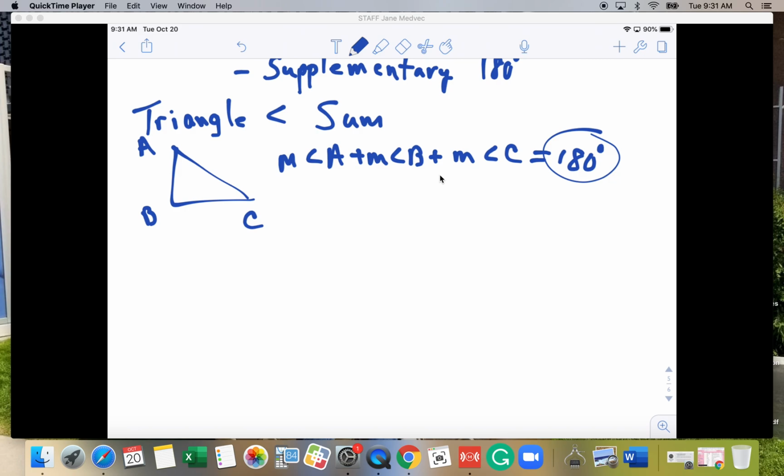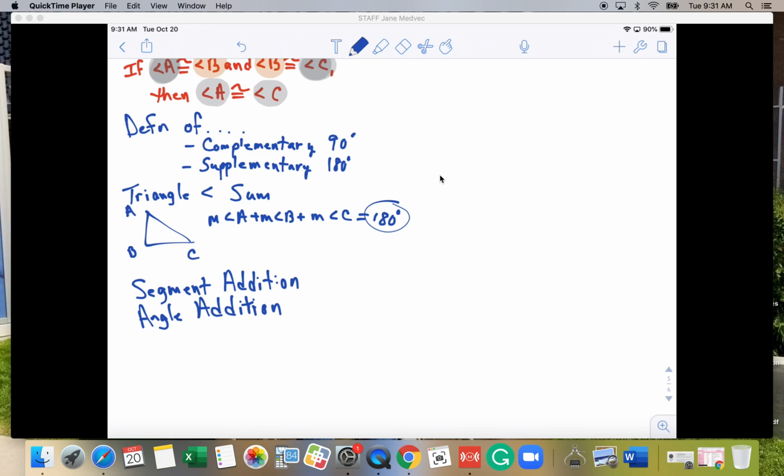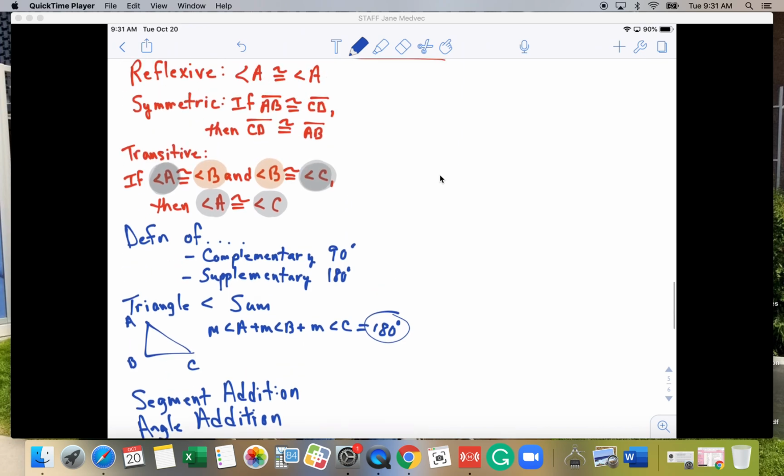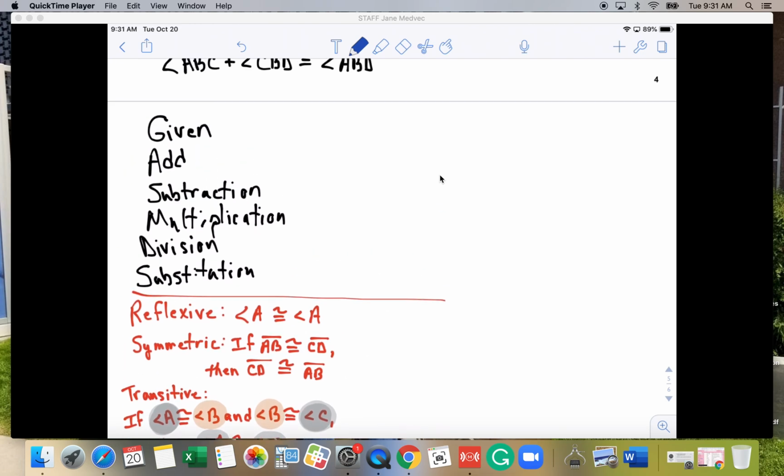Another one that you could write is segment addition, and that example is in today's notes. And then also angle addition. You might come upon more of these as you go, but this is a nice running list with some examples that could help you when you're doing proofs.